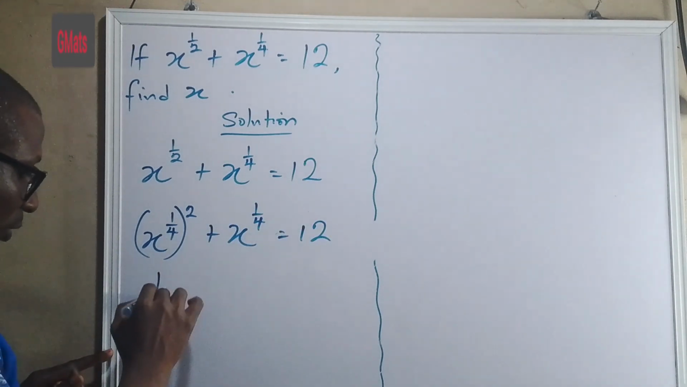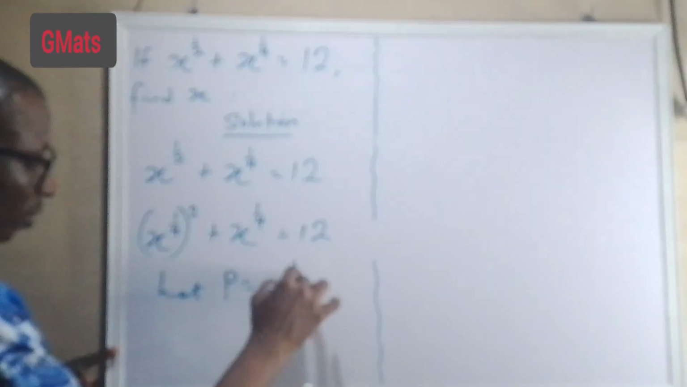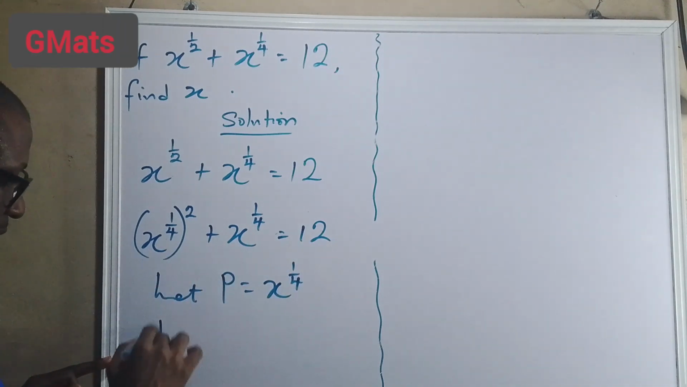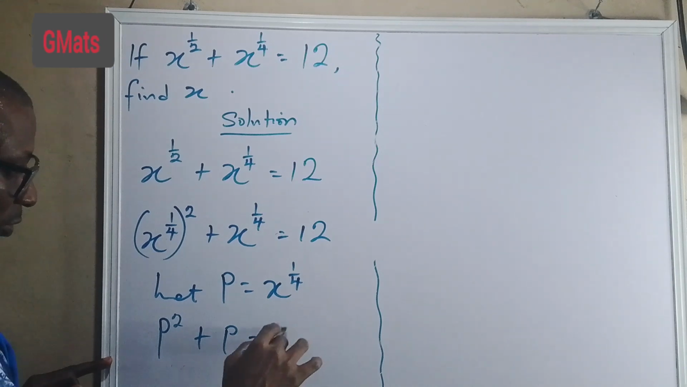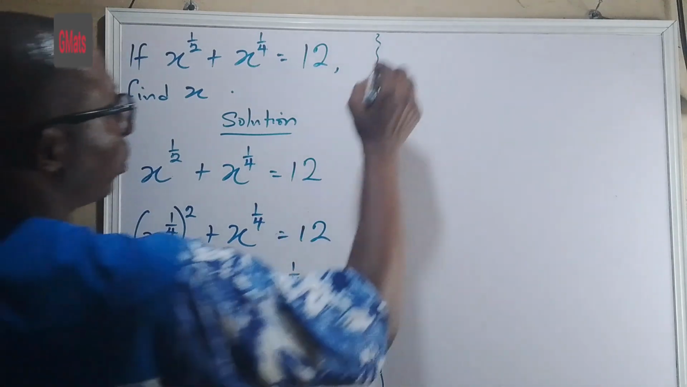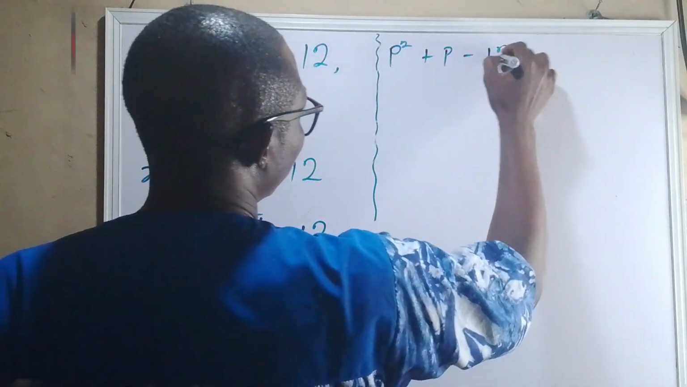All right, so you say let p be equal to x raised to the power of 1 over 4. If we have that, this equation turns to p raised to the power of 2 plus p equals 12. Now let's move this one here. So we have p squared plus p minus 12 equals 0.